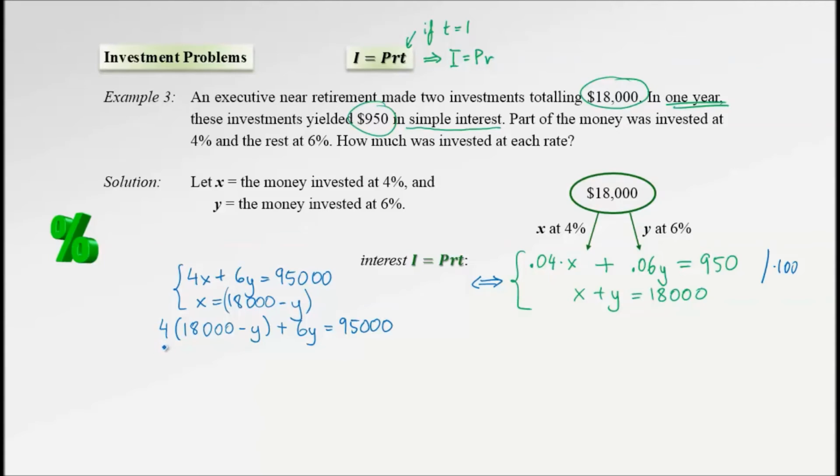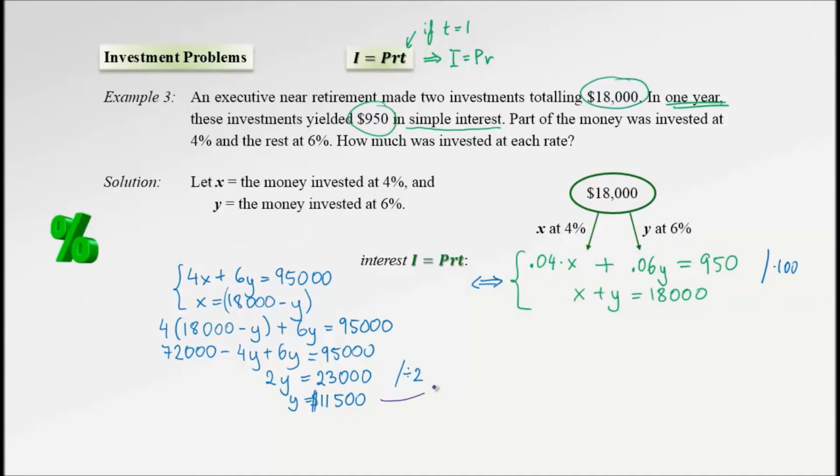After distributing the 4, we end up with 72,000 minus 4y plus 6y equals 95,000. And then 6y minus 4y is 2y equals 95,000 minus 72,000 is 23,000. Finally, we divide by 2 and the y becomes $11,500. So that's the amount of money invested at 6%.